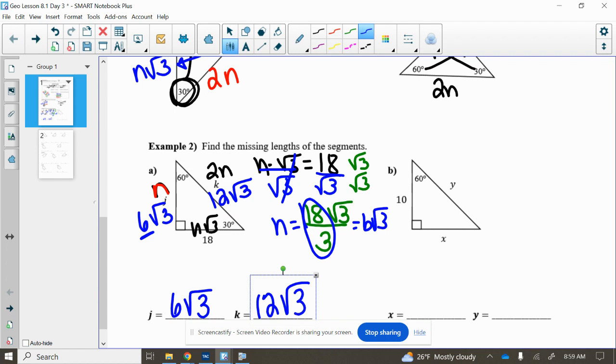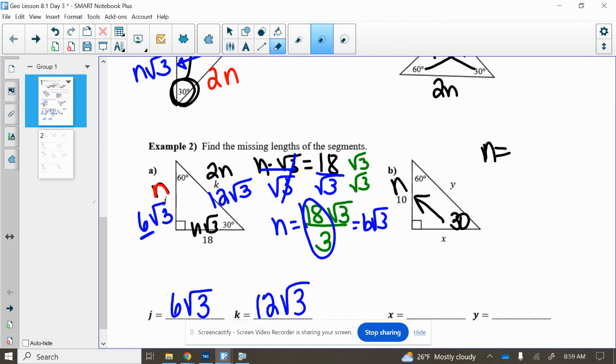In the next example, they are nicer to us. They gave us that side across from the 30. So that is our n this time. So n is 10, across from the 30.